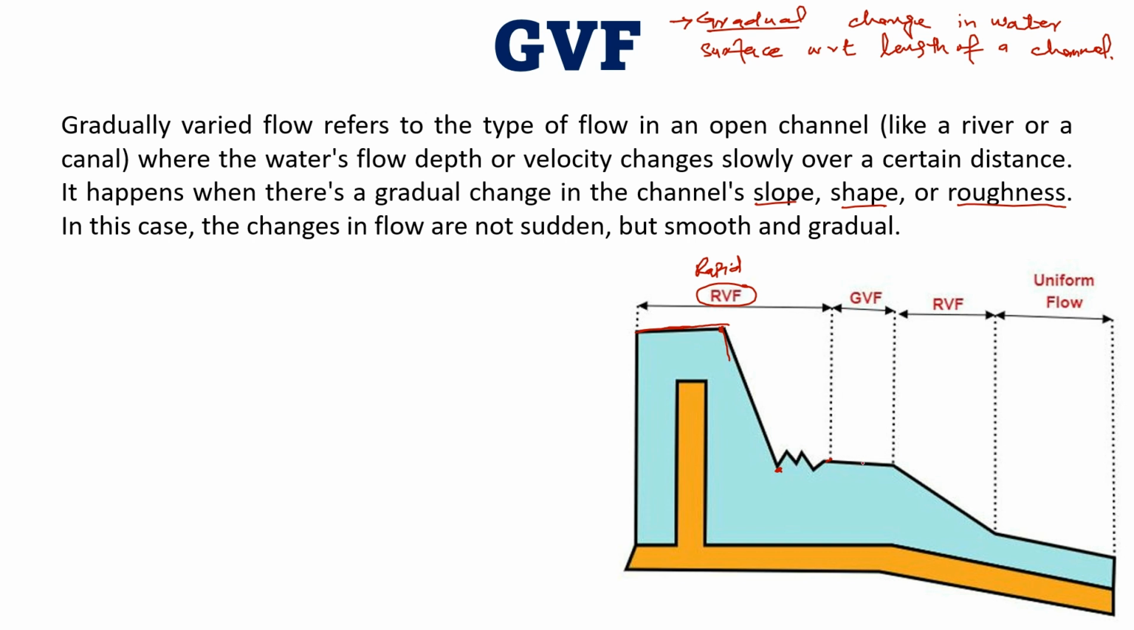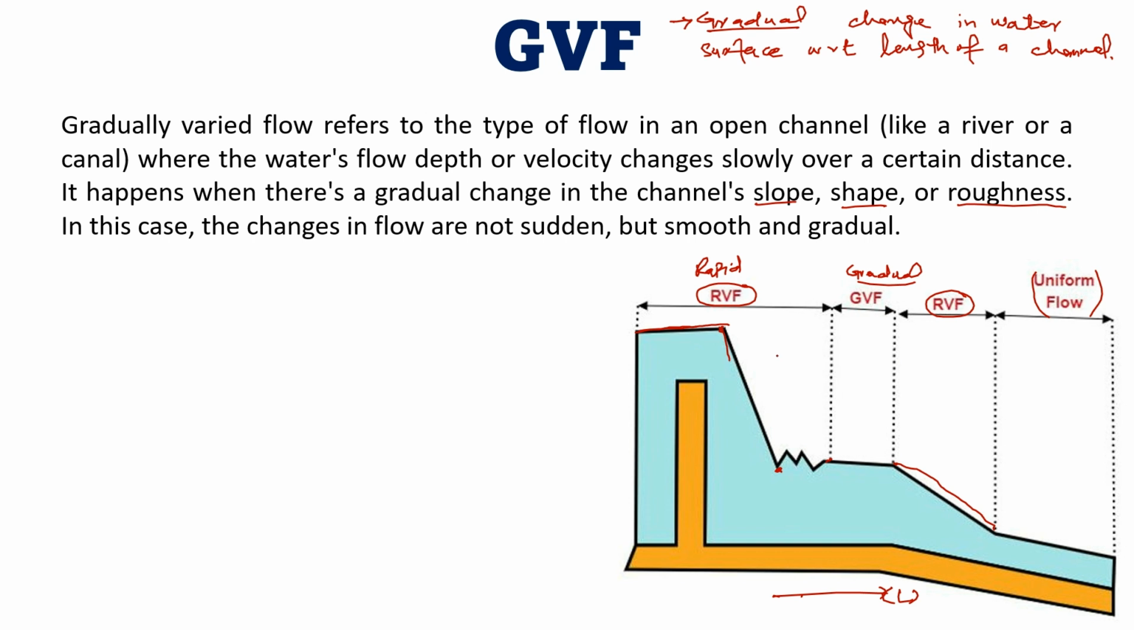Meaning there is a non-observable change, and if the water surface elevation remains constant with the depth, that is known as the uniform flow. And again, if the change is sudden with respect to distance, or with respect to the length of the channel, then again the flow will become rapid. So this section shows the gradually varied flow, or GVF.